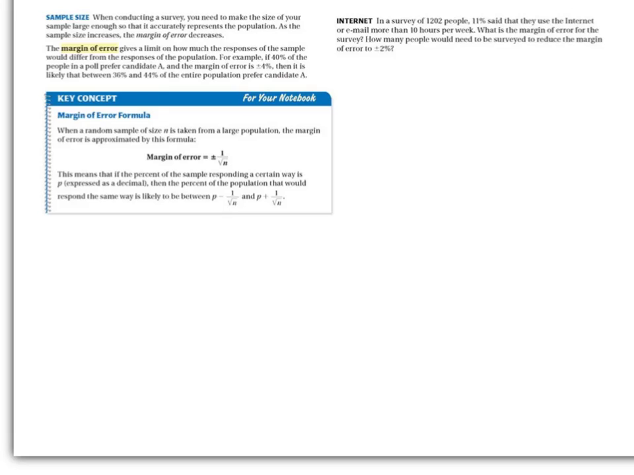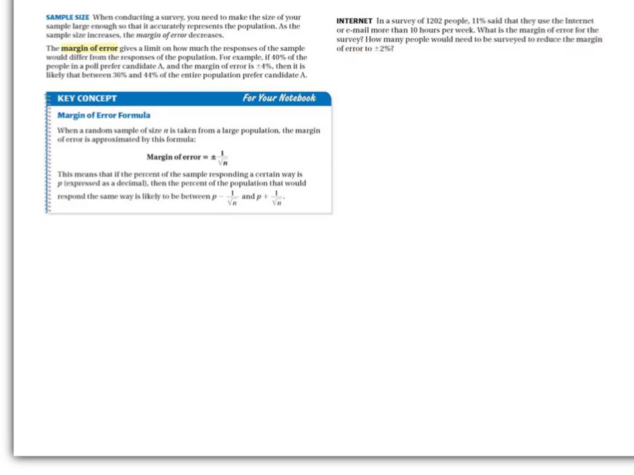Okay, so how do we calculate the margin of error? You do plus or minus 1 divided by the square root of n, where n is the sample size, okay? And then you get your probability and you do minus that and plus that. That's why there's that plus or minus. So let's look. It says in a survey of 1,202 people, 11% said they use the internet or email more than 10 hours per week. What is the margin of error for the survey?